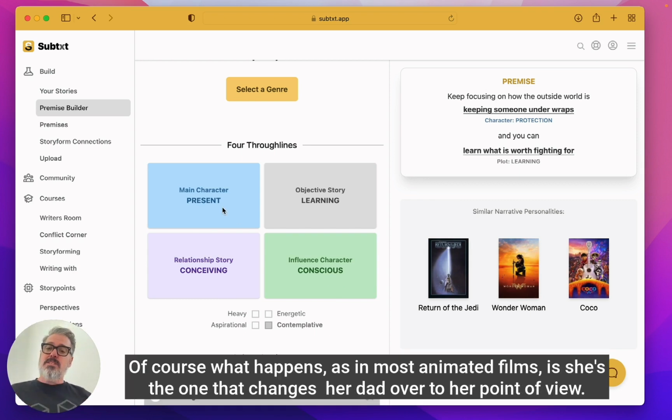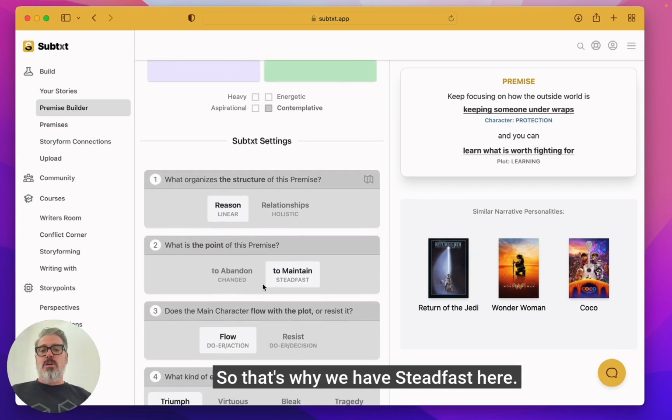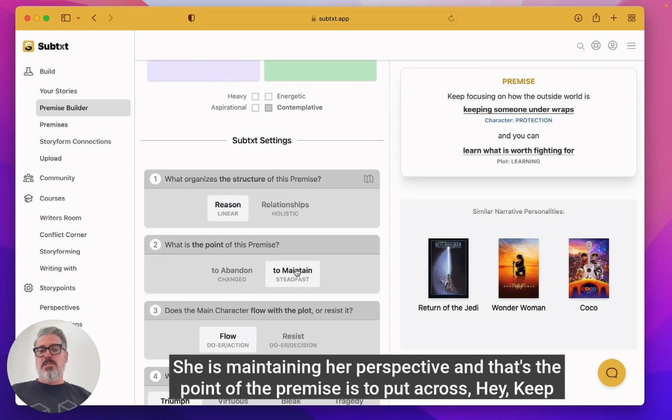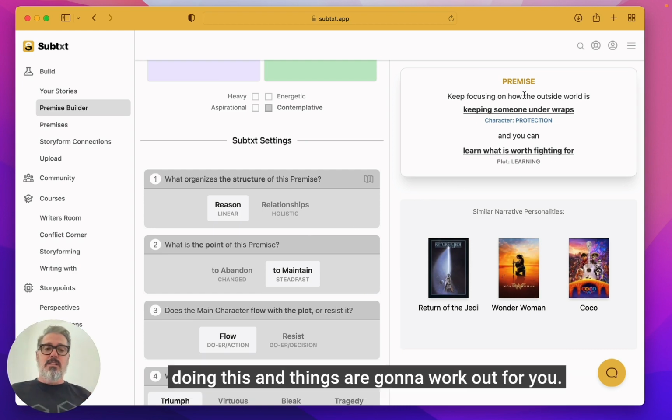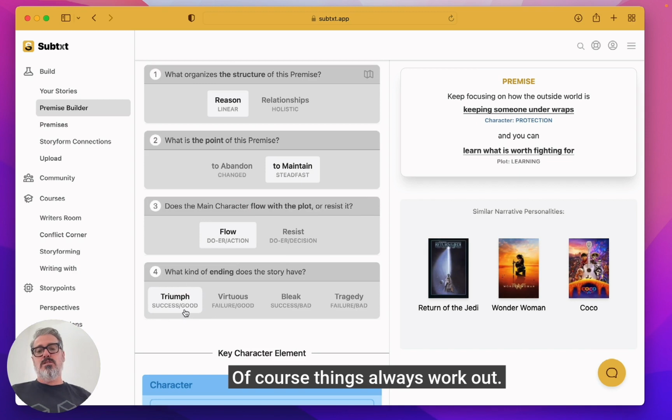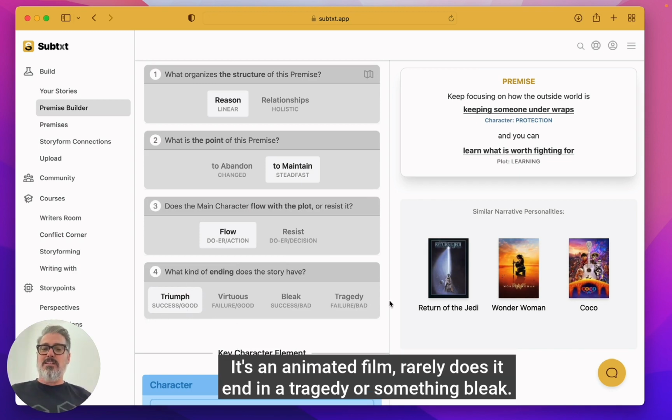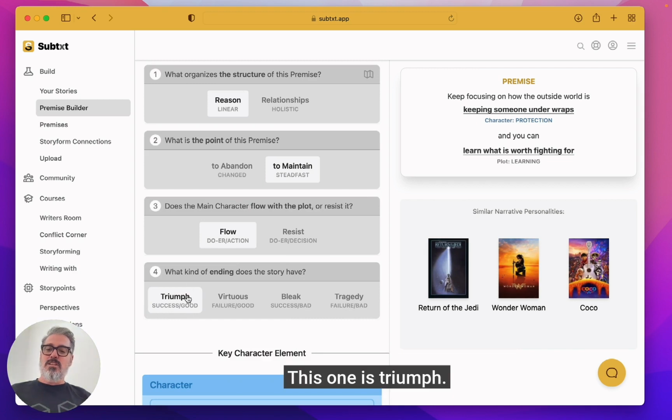Of course, what happens, as in most animated films, is she's the one that changes her dad over to her point of view. So that's why we have steadfast here. She's maintaining her perspective, and that's the point of the premise, is to put across, hey, keep doing this, and things are going to work out for you. Of course, things always work out. It's an animated film. Rarely does it end in tragedy or something bleak. This one is triumph. So we have that as the ending.